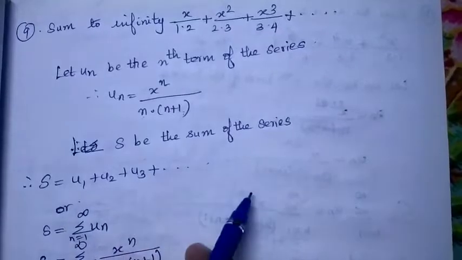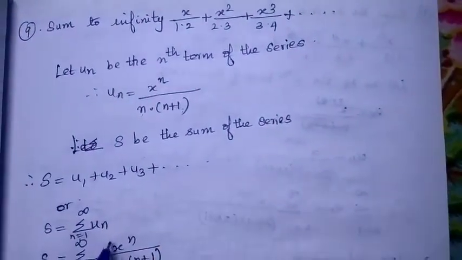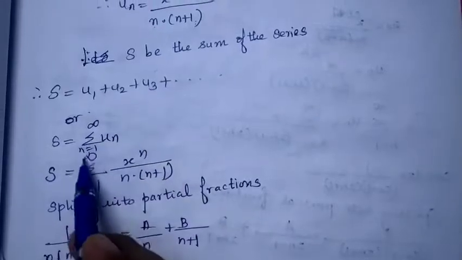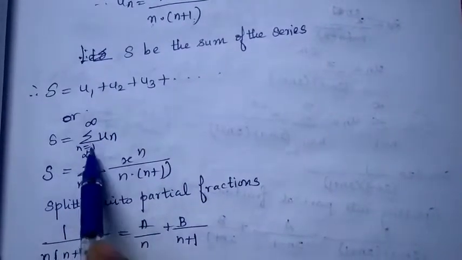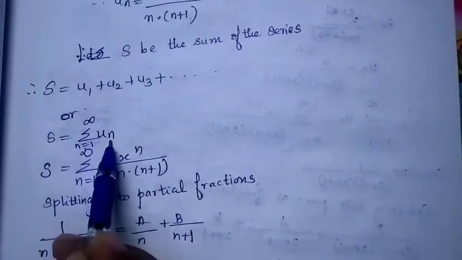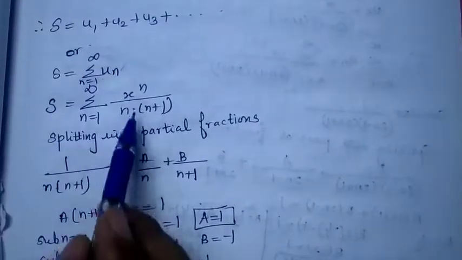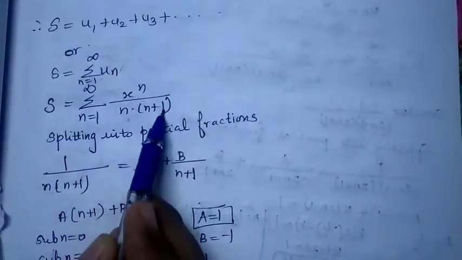Let S be the sum of the series. So sum of the series means you have to add all the terms from the beginning, that is u1 plus u2 plus u3 plus etc. Or this you can write as summation n is running from 1 to infinity un. Okay, so you can write any one of the forms. Now summation un, that is x power n by n into n plus 1.